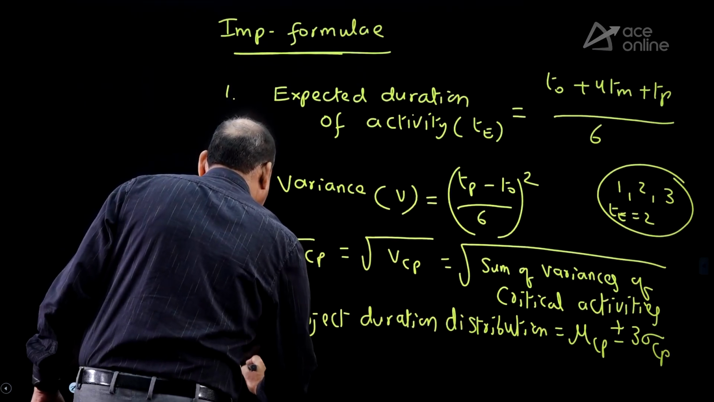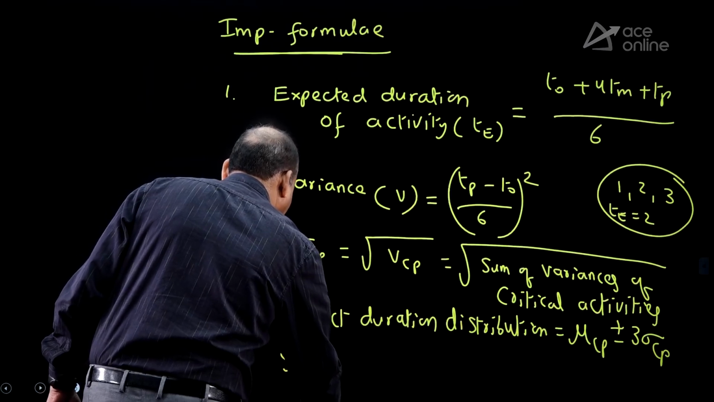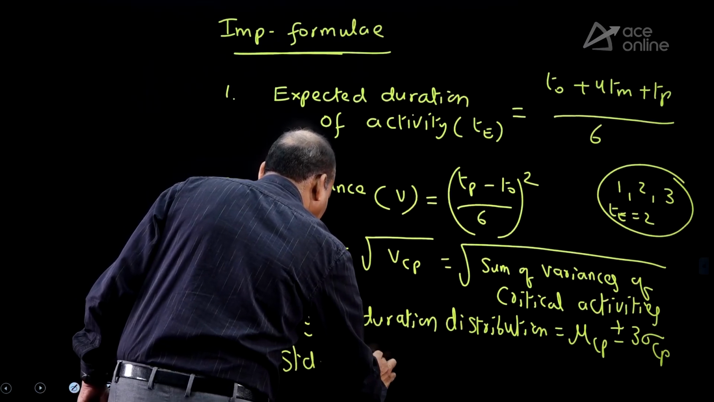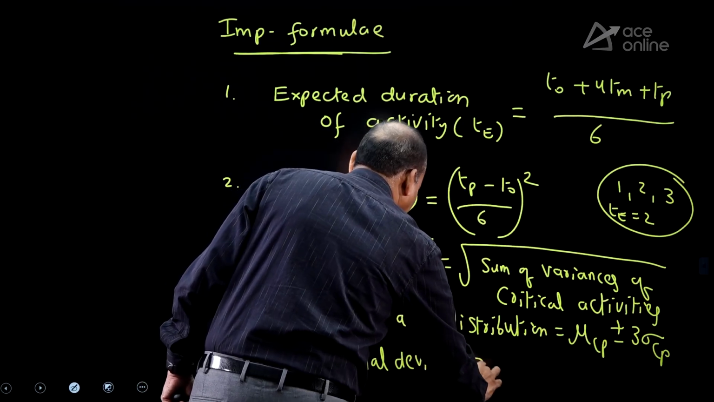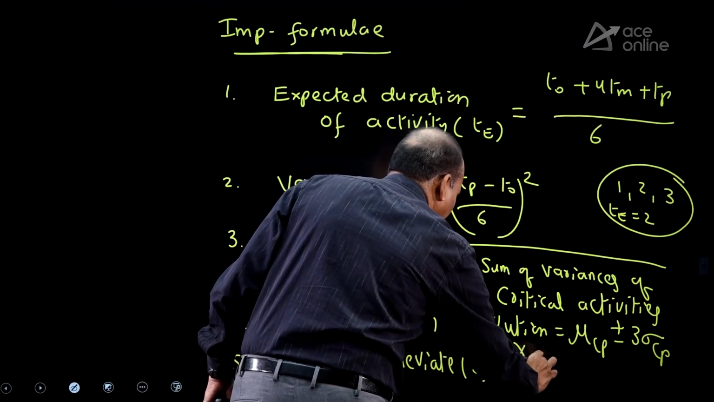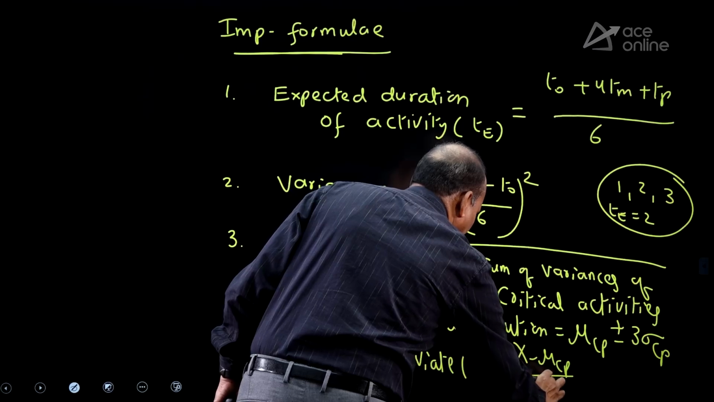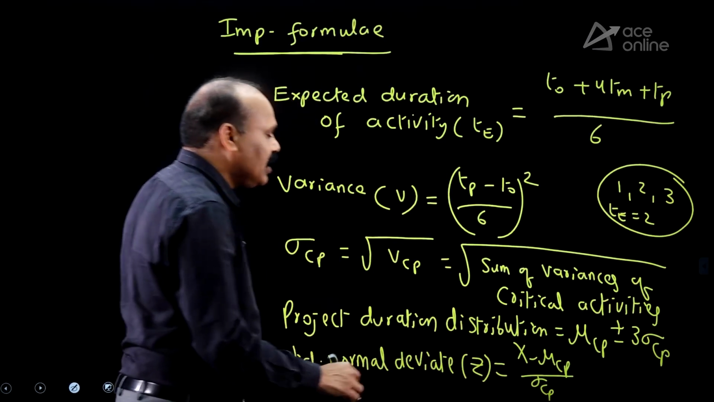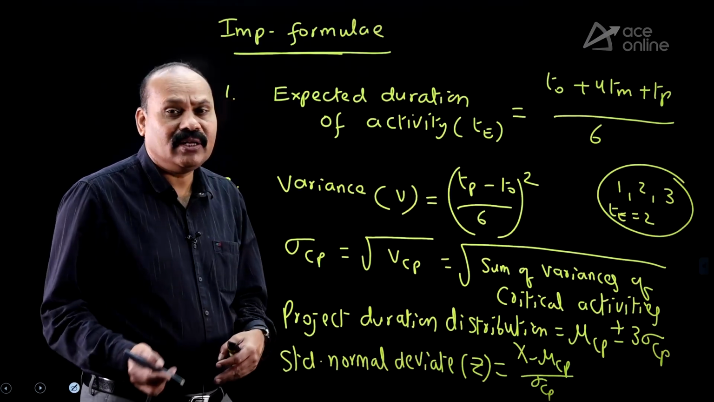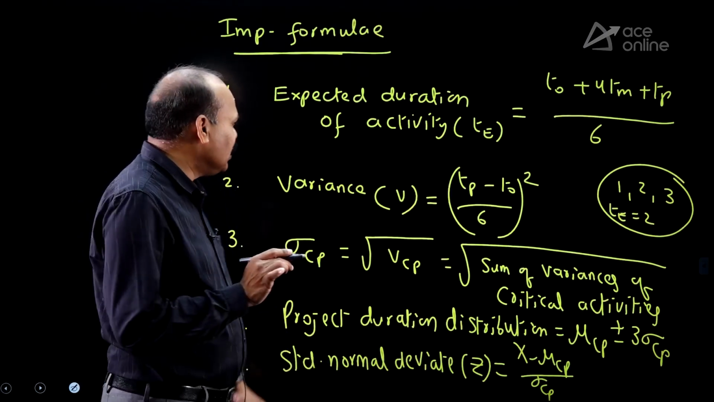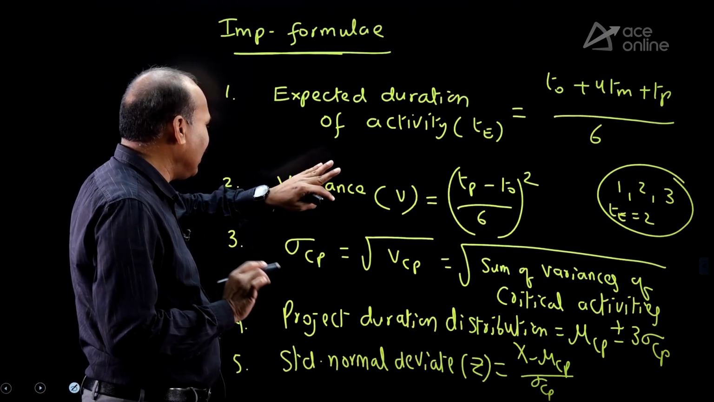And the last one, Z value, the standard normal deviate. Z is equal to x minus mu by sigma. These are actually probability calculations. In case of probability calculation, Z. Once you get the Z value, we can find out the probability of completion. These formulas generally we use in PERT network.